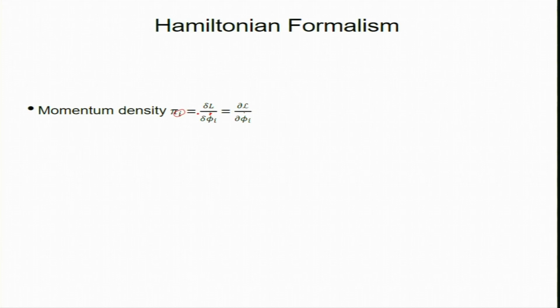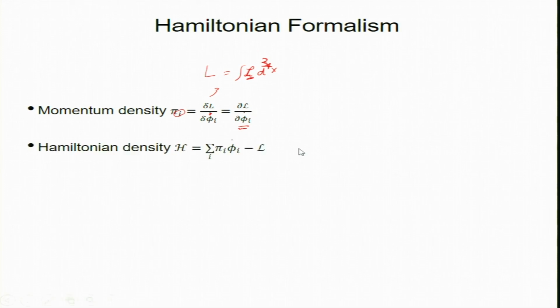Now, I is a component, it could be the x component, y component, z component. I get partial L partial phi I dot. Now, L is the integral of the Lagrangian density, L d^3x. For the total L, I have to do the functional derivative, because it is a function of phi. But when I go inside, this Lagrangian density is a function of phi, then I do the partial derivative. That is the momentum.